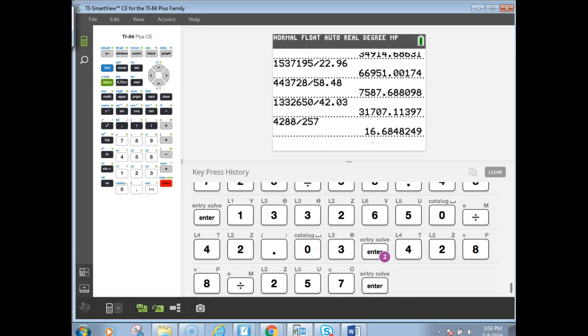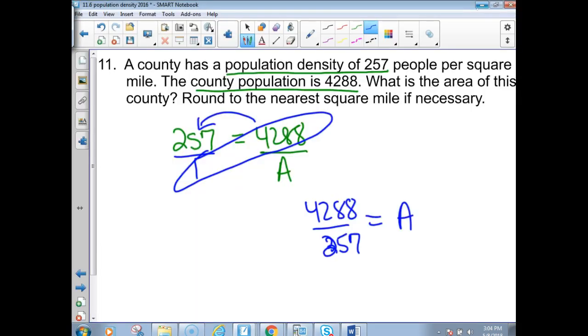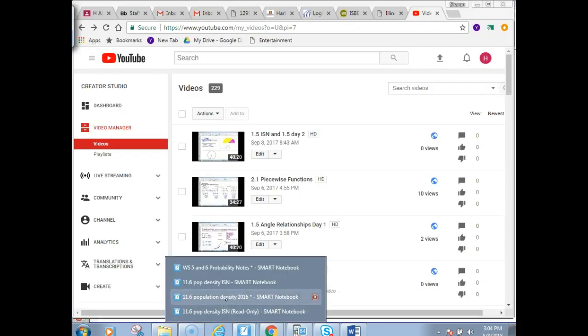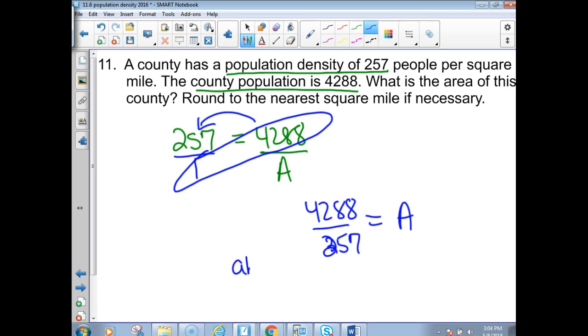Okay, so there's only 16.7. It said to round to the nearest amount, right? Square mile. So it's 17. About 17 square miles.